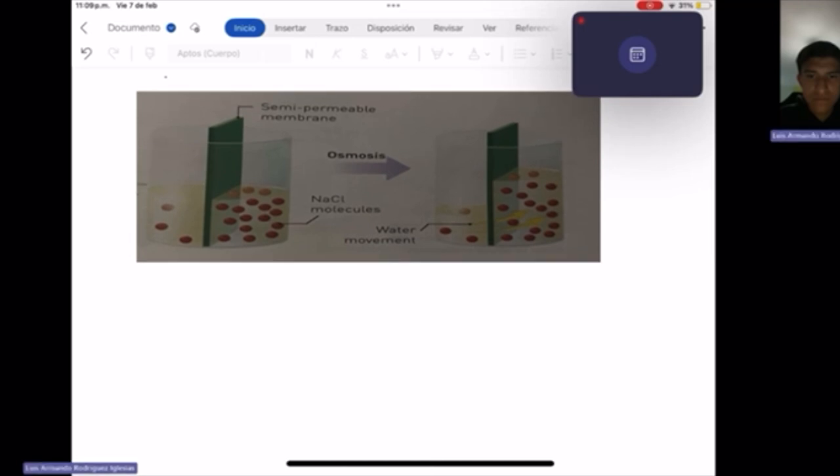Isotonic, having the same concentration of solute and solvent. Hypertonic, having a higher concentration of solute. Hypotonic, having a lower concentration of solute.